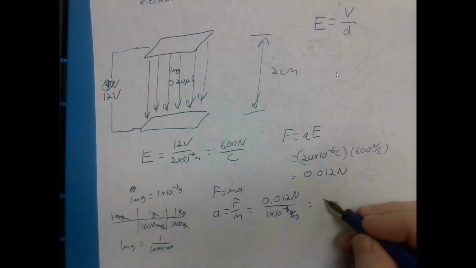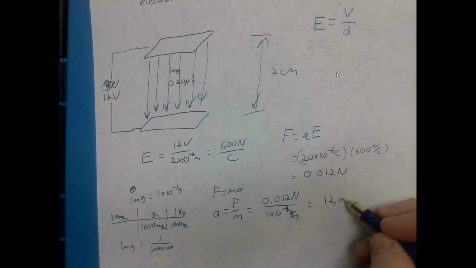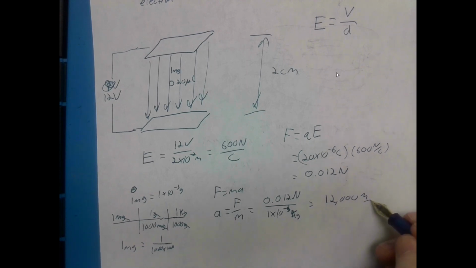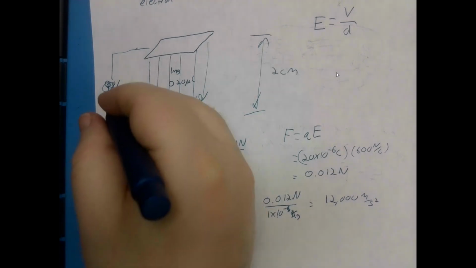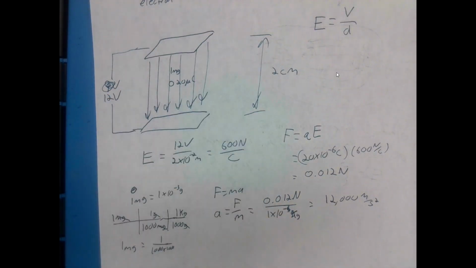Acceleration would thus be 12,000 meters per second squared. It would break the sound barrier instantly. As soon as you connected these terminals together, you'd see that little pebble immediately drop. You wouldn't even see it. It would be floating there if you're in outer space, and as soon as you connected it, it would disappear from your vision and instantly be touching the plate. 12,000 meters per second squared.